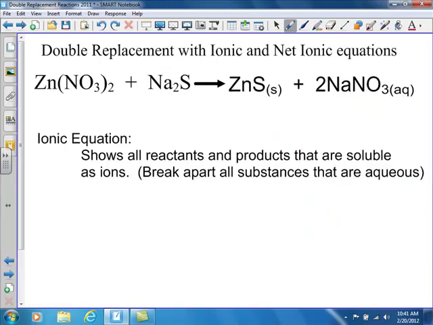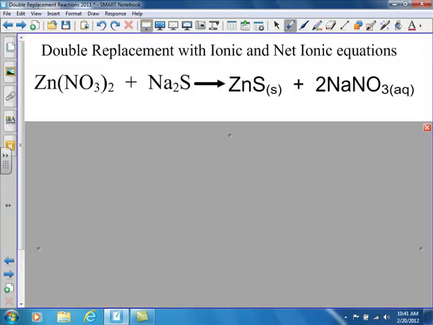Now in double replacement reactions, one of the things that happens is you have what are called ionic and net ionic equations. Now, I'm going to take the last equation that we did, so we're going to work off of that. We're going to talk about ionic and net ionic equations. So that should be the title of this little section. You should just title this ionic and net ionic equations.